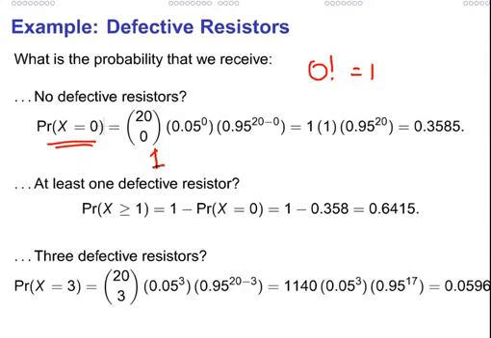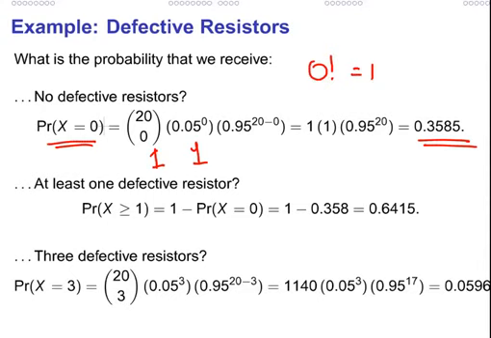I pointed that out before, I'll point it out again. 0.05 to the power of 0, again, that is going to be 1 also. Anything to the power of 0 is 1. And 0.95 to the power of 20, just a little bit of calculator work. So essentially what we should end up with is 0.3585. That's the probability of no defective resistors in a batch of 20.